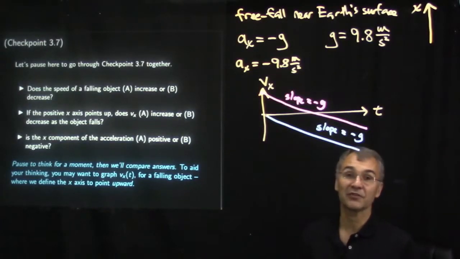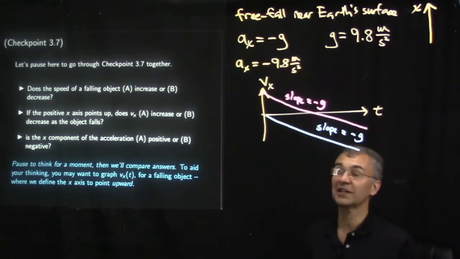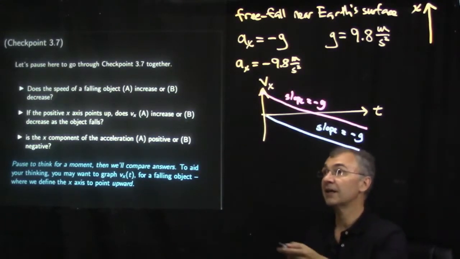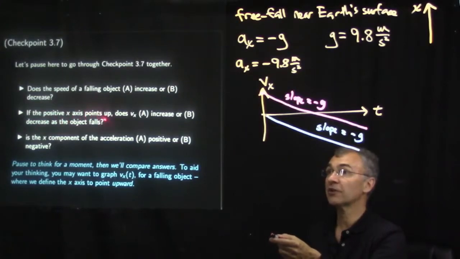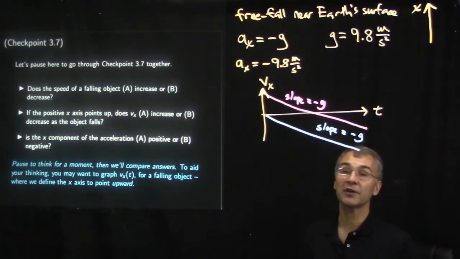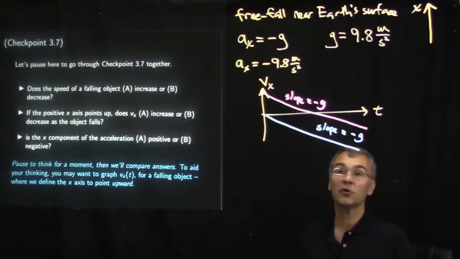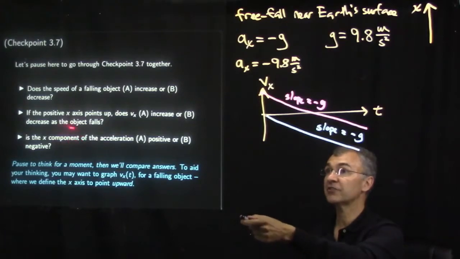And now I'm embarrassed. I didn't go and look at the checkpoint more closely to see whether he's really saying it's falling downward or not. Okay, now if the positive x-axis points up, does v sub x increase or decrease? Now this is true no matter whether I started it by throwing it up or I started it by just dropping it. So in either case, v sub x decreases.